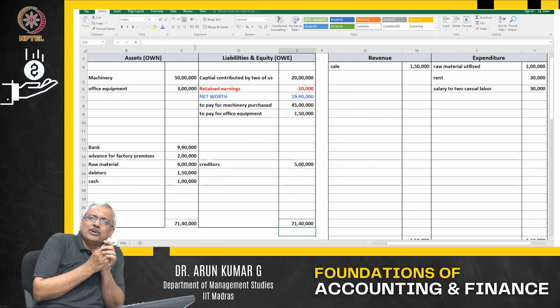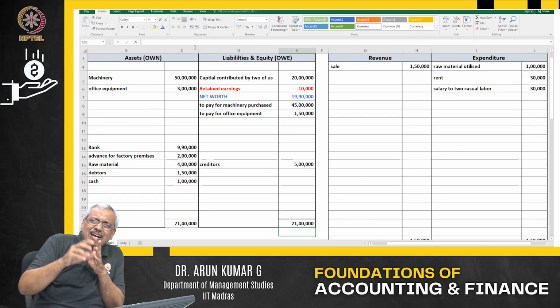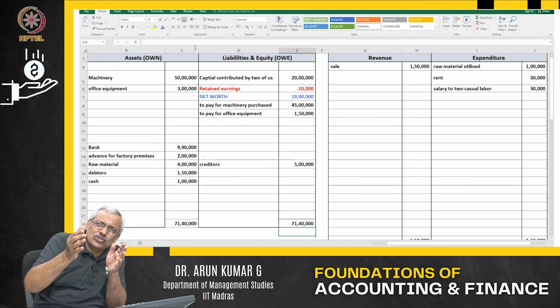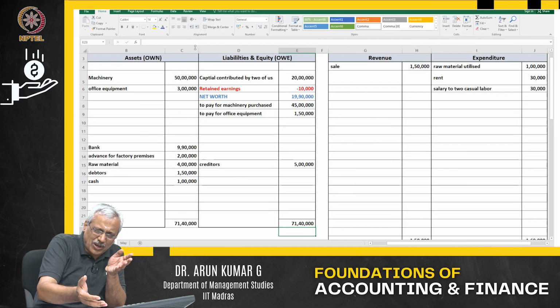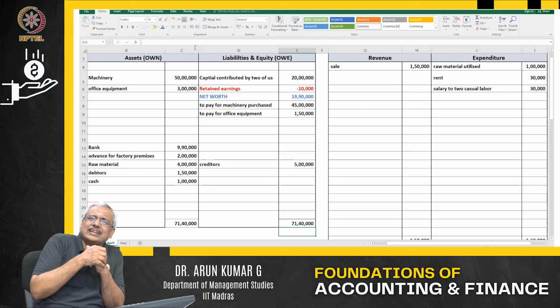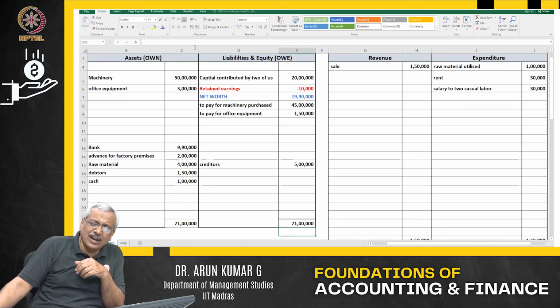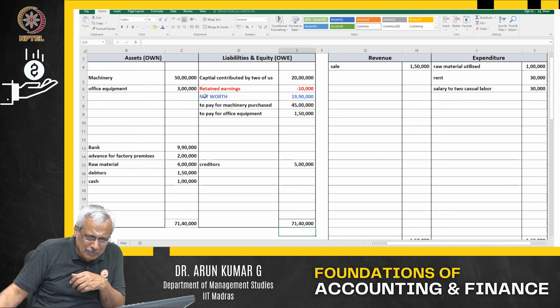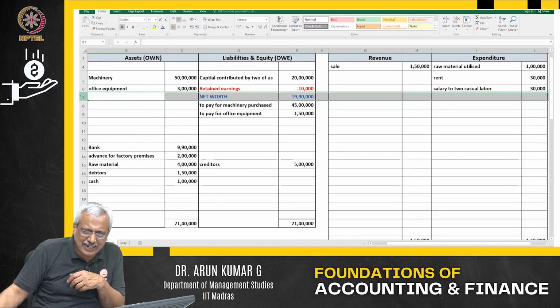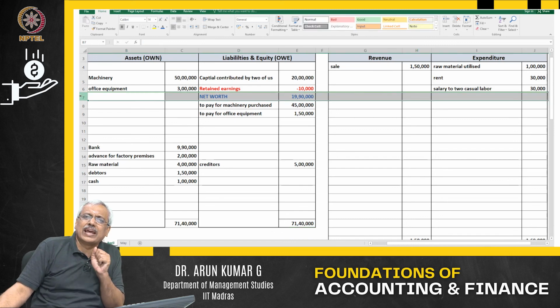So what is happening? In the process of operating the business, we have lost, our capital has reduced, that is, we have consumed the capital to the extent of 10,000. So now our capital is worth only 19 lakh 90,000. So in short, what is the business worth? The business is worth only 19 lakh 90,000 as of today.